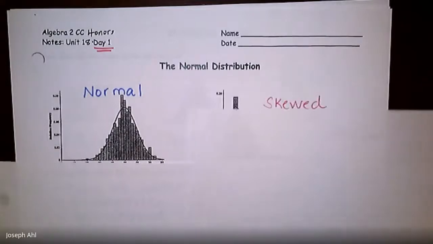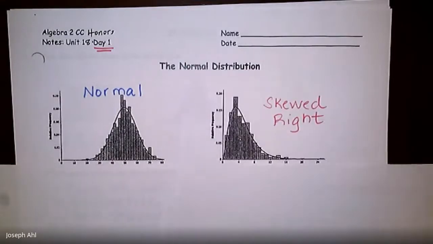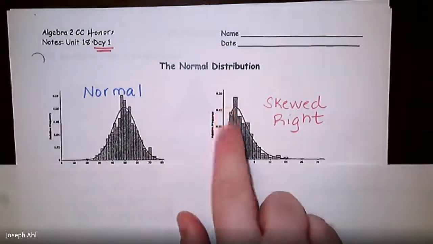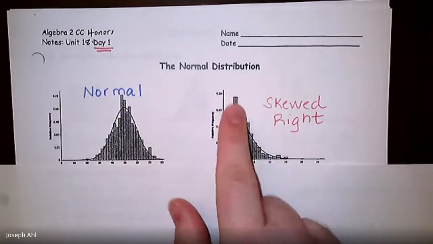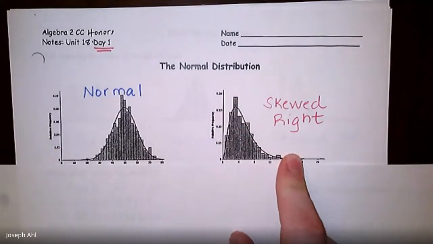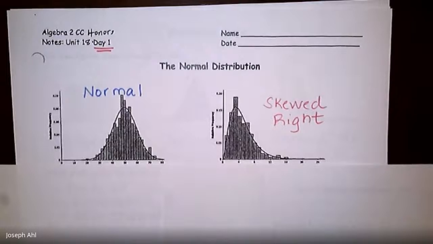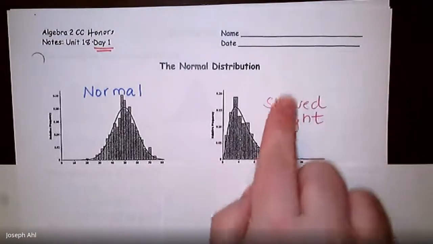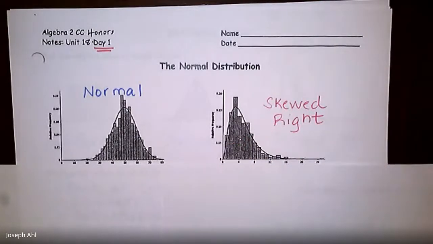The one on the right is considered to be skewed to the right, which is a little counterintuitive because most of the data is grouped on the left-hand side. And then you can see how it slopes down to the right-hand side. But if it was mostly grouped on the right-hand side and sloped down to the left, then we would say it would be skewed left.